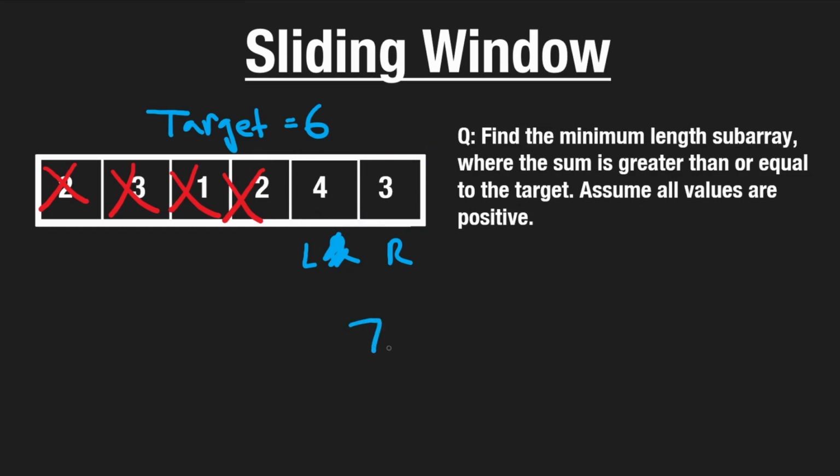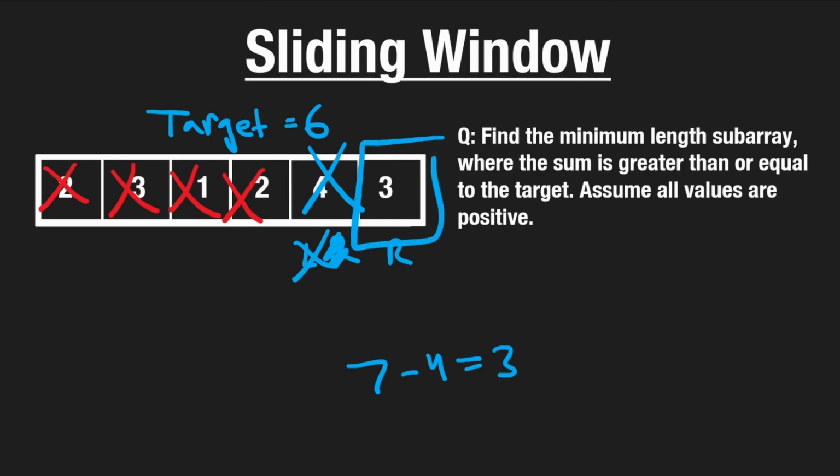The sum would now be 7. It's greater than or equal to the target. So this is a valid window. It's of length 2, which was the same minimum length that we calculated earlier. So now we would try to increment our left pointer, remove this. So 7 minus 4, our sum is 3 now. This is our window, and it's no longer valid. So then we would try to increment our right pointer again. It's out of bounds. So that's how you know we can stop.